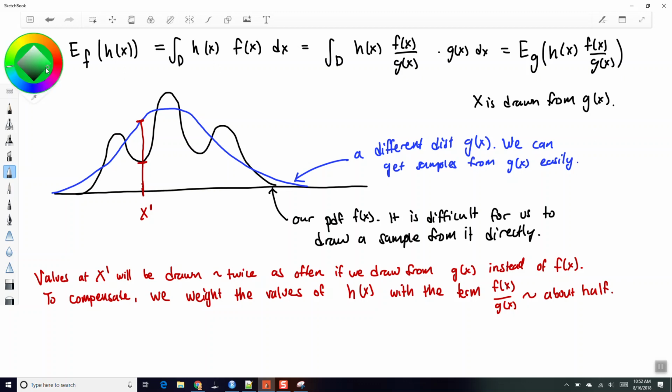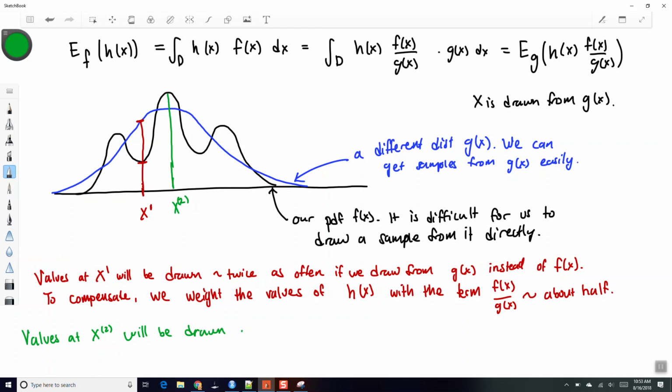Meanwhile, if we look at values at x2, values at x2 will be drawn, I don't know, only about 80% as often as they should if we draw from g of x instead of f of x.